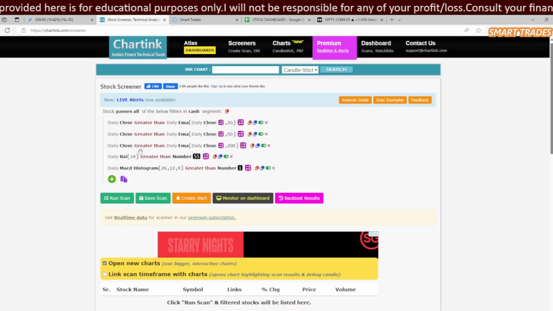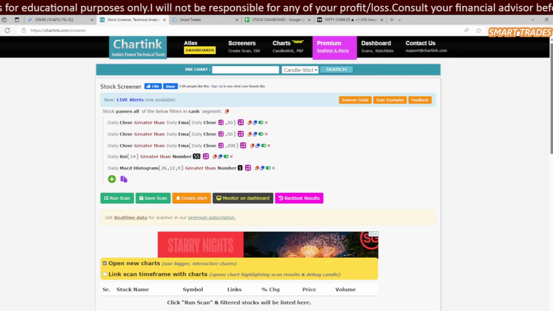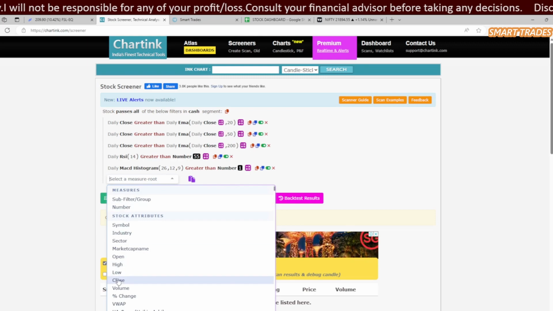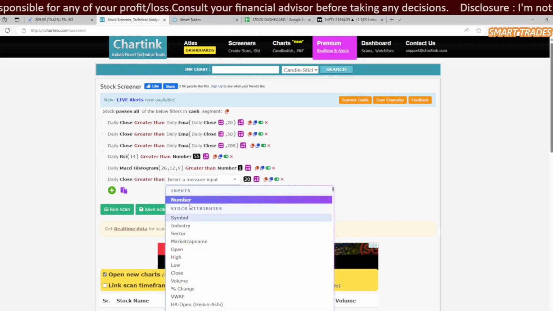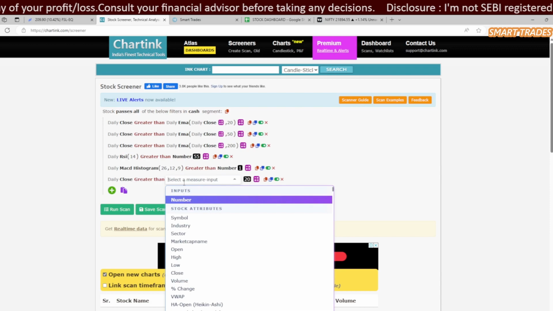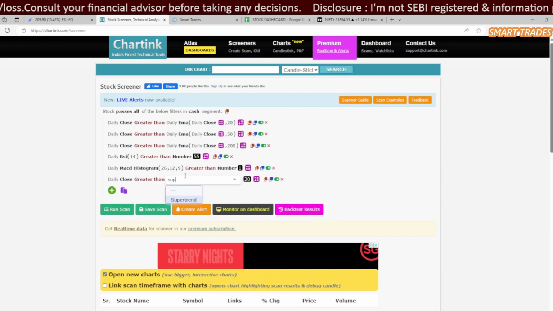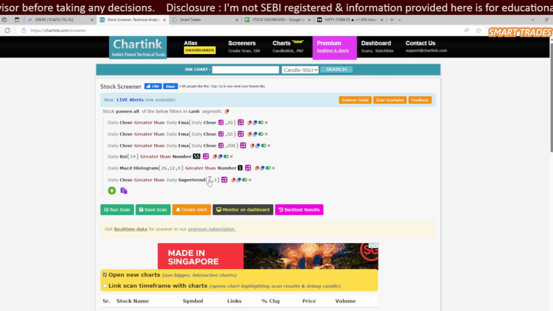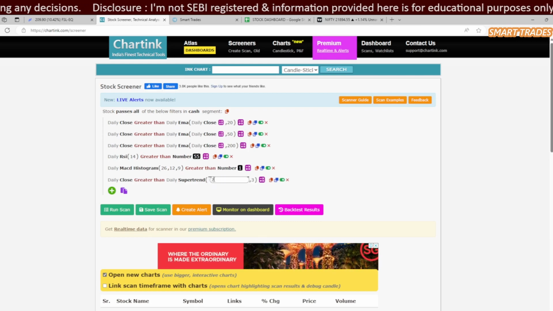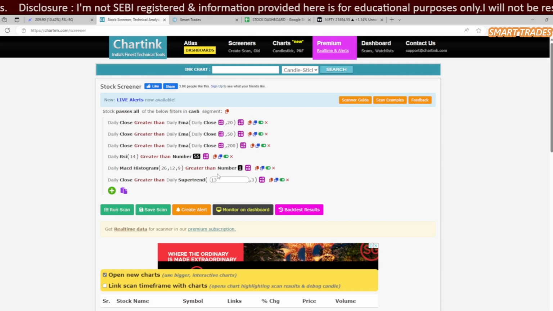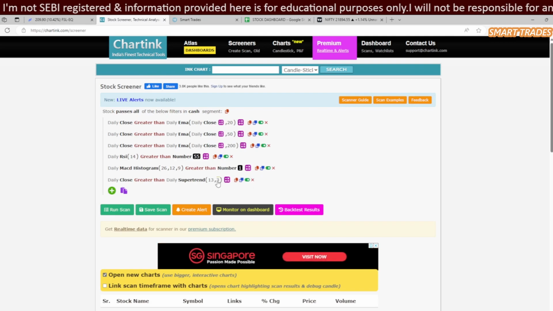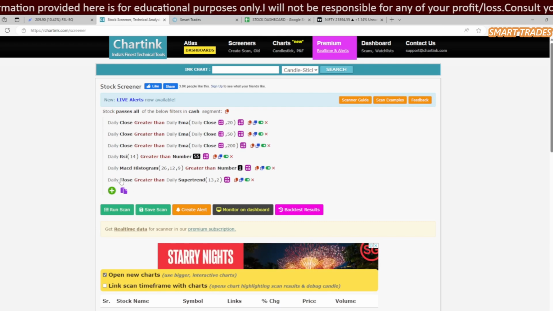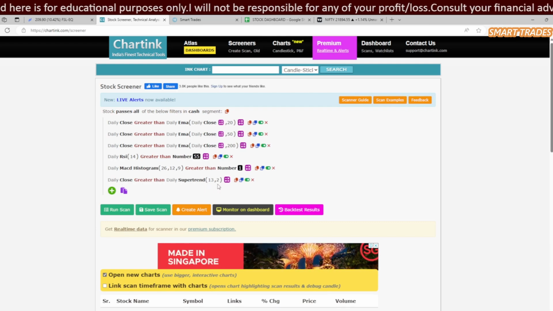Next one we are going to apply is the Supertrend. Daily close greater than Supertrend. It should be closing above the Supertrend. Modify these values, guys, so it should be 13 and 2. The daily close should be greater than the daily Supertrend.